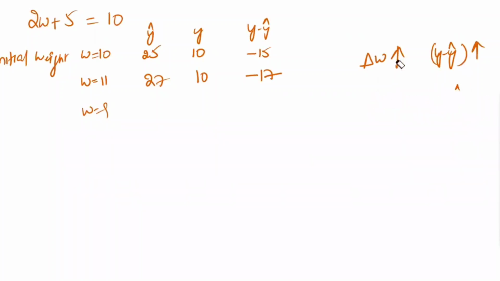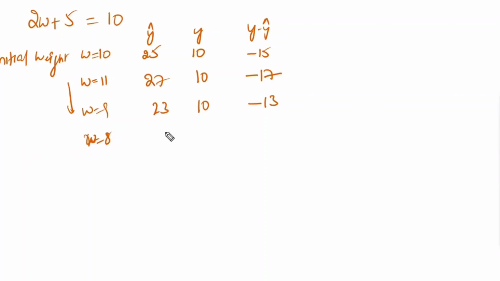Okay. So now here, it is understood that as the weight increases, error is increasing. I want the error to decrease. So the weight will be decreased. Now the weight I am changing to 9, which means 2 into 9, that is 18 plus 5, which is 23. Original value is 10. Difference is minus 13. Okay, error is decreasing. Means I'm doing the right way. Continue in the same way. Decrease the weight. W is equal to 8. W is equal to 8 means now 2 into 8, 16 plus 5, 21. Original value is 10, minus 11.